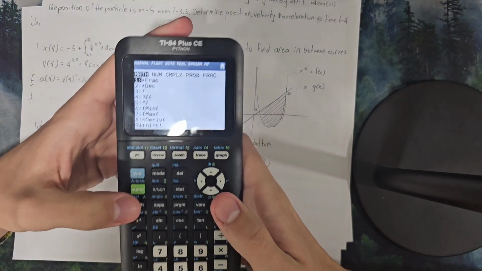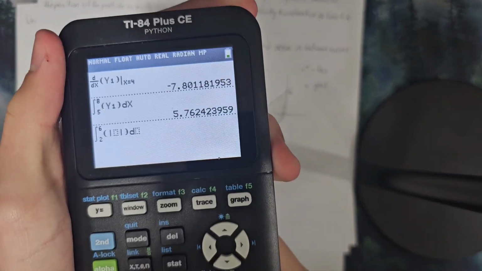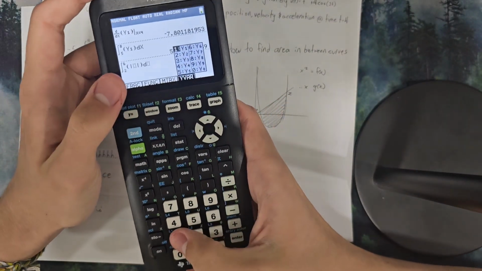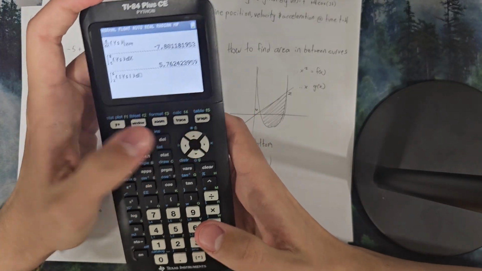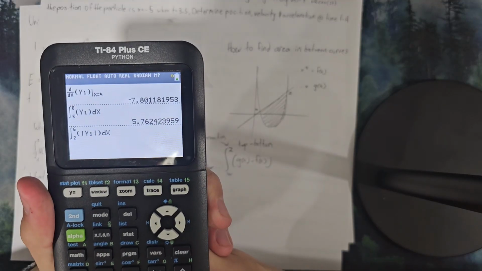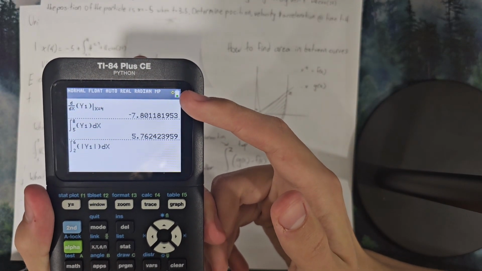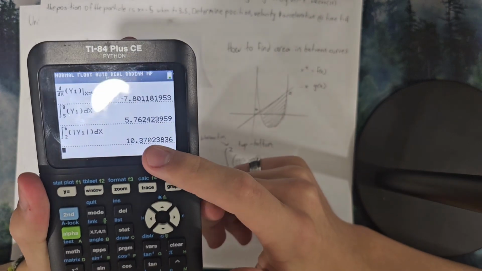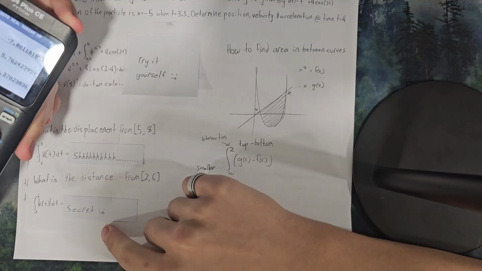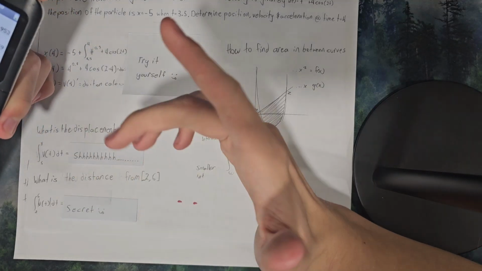Now I'm going to press math again, go to numbers, and go to abs, okay? So now I have my lines back. Then I'm going to type in y1 dx, and I'm going to enter it, okay? You know you're doing really well in math if it's taking forever for your calculator to calculate something. That means that you're doing really well, okay? Well, I kind of gave away this one and this one. But yeah, the answer to that one would be 10.370 and then a bunch of numbers.